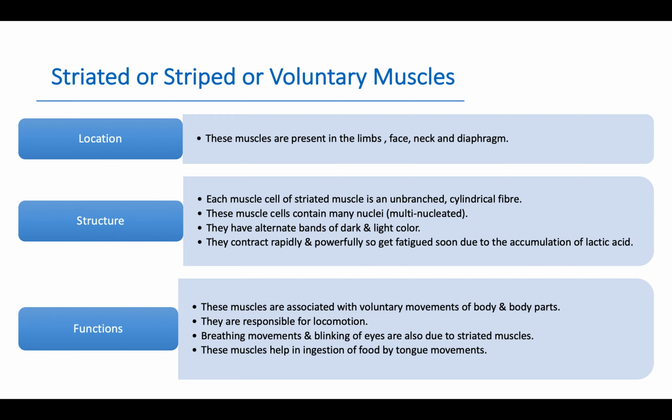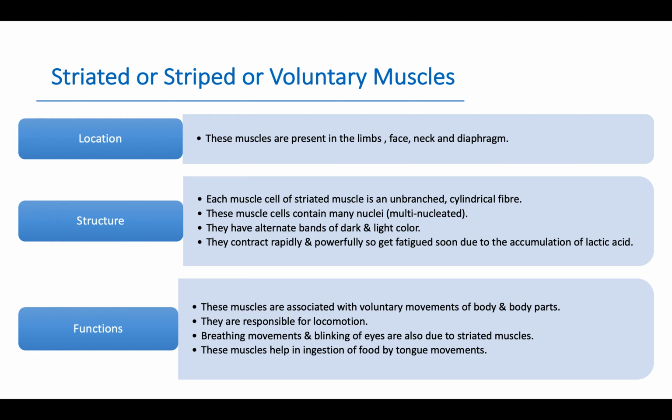Structure of striated muscles. Each muscle cell of striated muscle is an unbranched cylindrical fiber. These muscle cells contain many nuclei, that is multinucleated, and these nuclei are present at the periphery of the cylindrical fiber. They have alternate bands of dark and light color. They contract rapidly and powerfully, so they get fatigued soon due to accumulation of lactic acid.